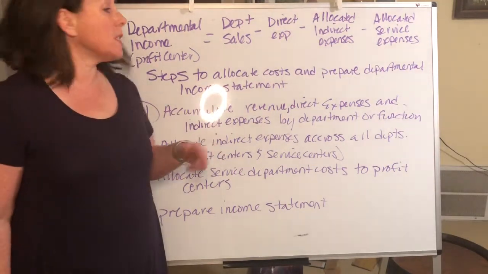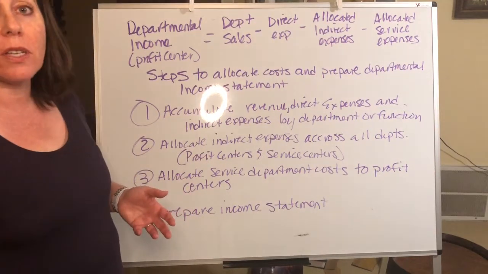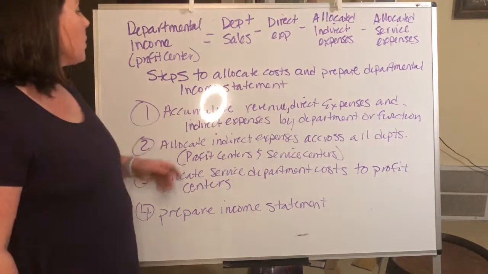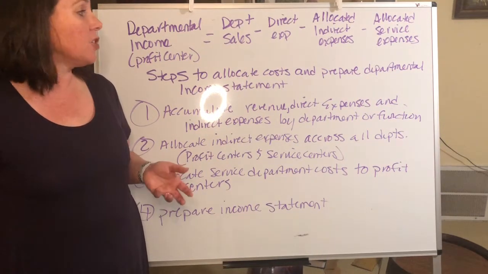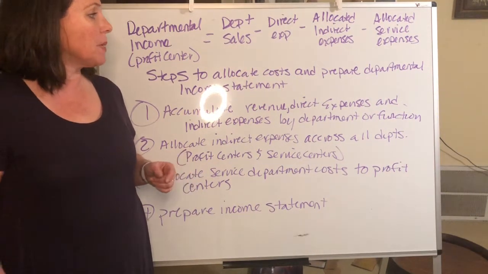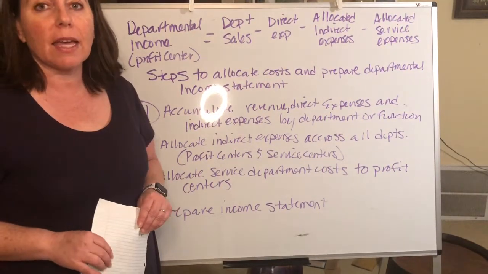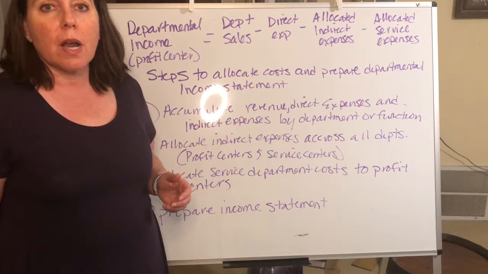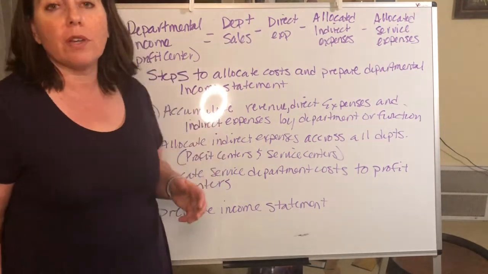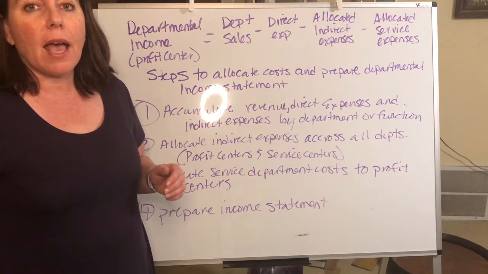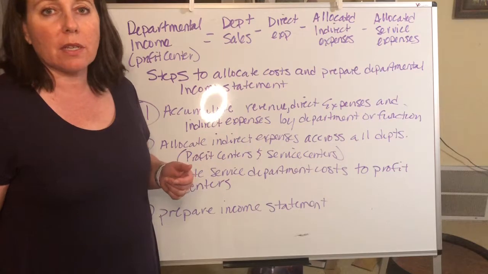Okay, so I have 4 steps here of how to allocate costs and prepare our departmental income statement. The first thing we're going to do is accumulate revenue, direct expenses, and indirect expenses by department and function. Okay, so we're not allocating anything yet. We're just saying, if we're a department store, here's the revenue from jewelry, here's the revenue from menswear, and here's their direct costs, their cost of merchandise, their direct employees.